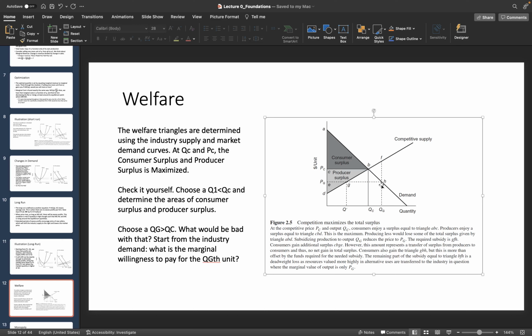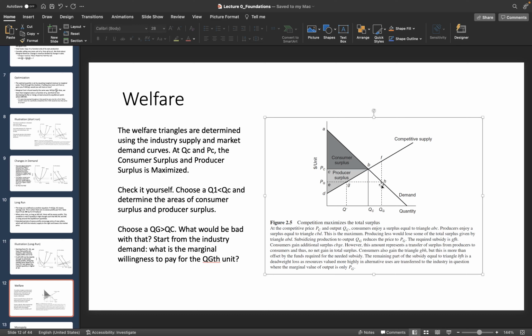And the remaining part of the subsidy, equal to triangle BHF, is the deadweight loss of resources, because of that subsidy. In order to convince producers to sell this much, you'd have to pay that much, and that is more than the increase in producer surplus, which would be this upper triangle, and the increase in consumer surplus, which would be this lower triangle.